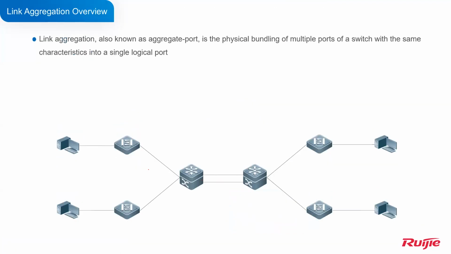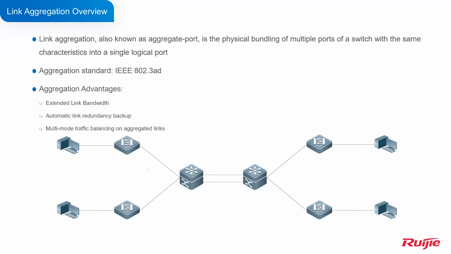So what can we do? Let's see the solution. Link aggregation, also known as aggregated port, is a technology that bundles multiple ports of a switch with the same characteristics into a single logical port. And the aggregation standard we use is IEEE 802.3ad. By using link aggregation, we can extend the link bandwidth. We can have automatic redundancy backup of the link and multi-node traffic balancing on aggregated links.